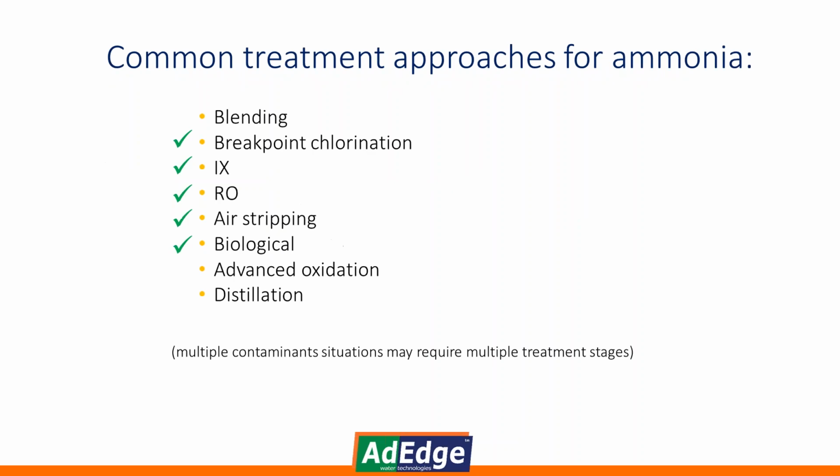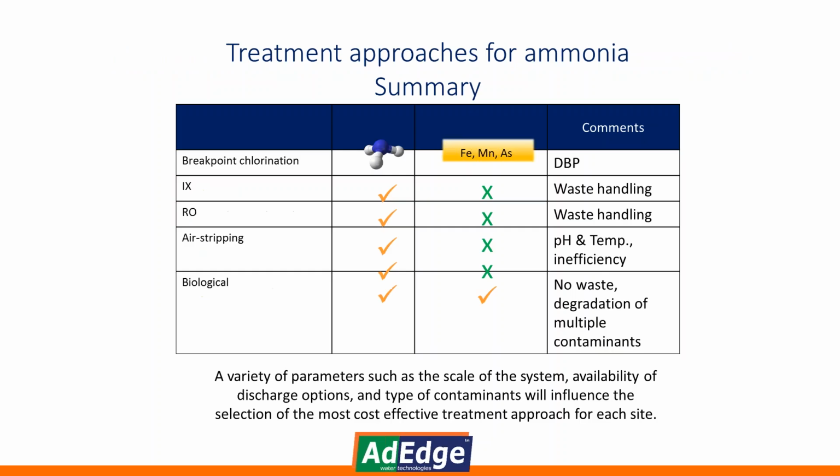So some common treatment approaches for ammonia have been blending, breakpoint chlorination, ion exchange, RO has been used periodically, you can do some air stripping, and then biological. And biological is what we're promoting with the ammonia system. So again, here's just a little table that covers that. What you'll see down there with biological, though, is you can remove the iron, manganese, and arsenic with it as well, where the other technologies would be more specific toward the ammonia.